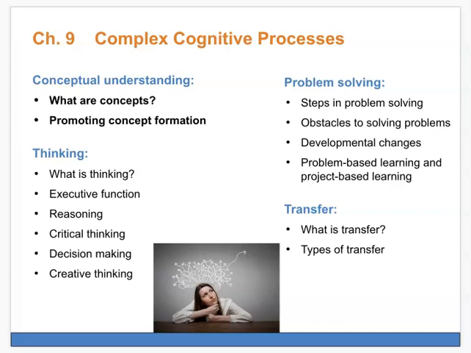Chapter 9, Complex Cognitive Processes. In this chapter, we're going to be looking at conceptual understanding, what concepts are and what concepts are not, and how to promote concept formation. Then we're going to be looking at thinking, problem solving, and transfer. In part 1, I will get through conceptual understanding and hopefully thinking, but we'll see how far we get.